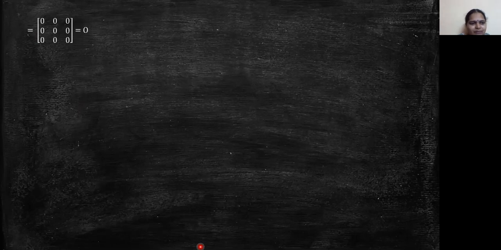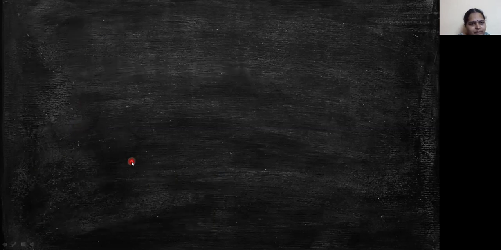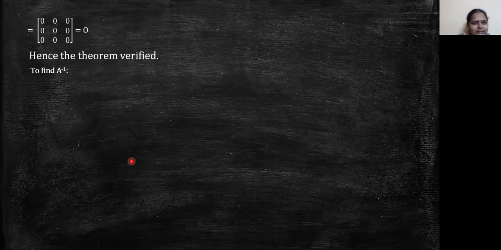So that is called the verification of Cayley-Hamilton theorem. Hence the theorem is verified. Now to find A inverse, again we have to go back to this equation. This one. We always consider this one to find A inverse and also to find A power 4. Okay. So to find A inverse, we consider this one.